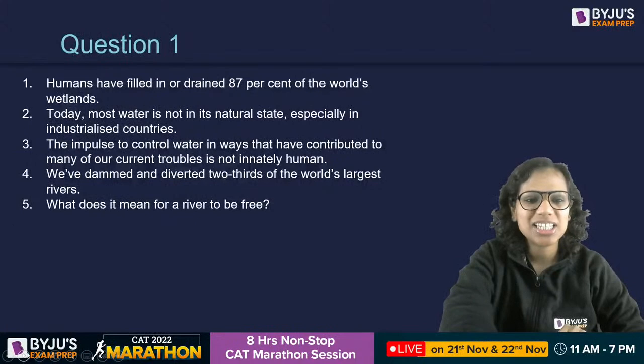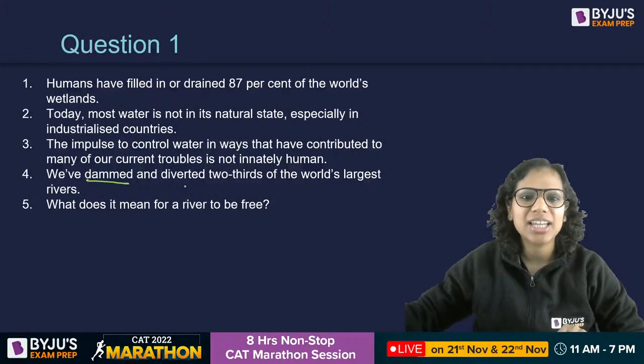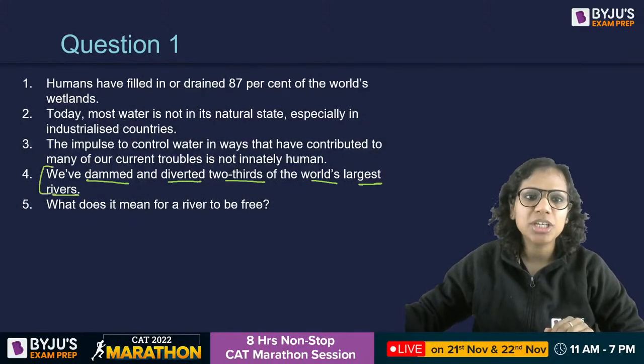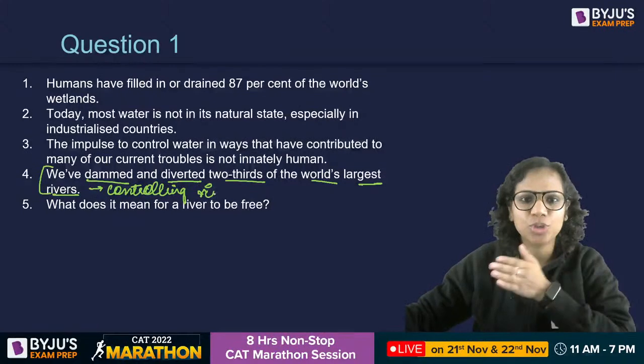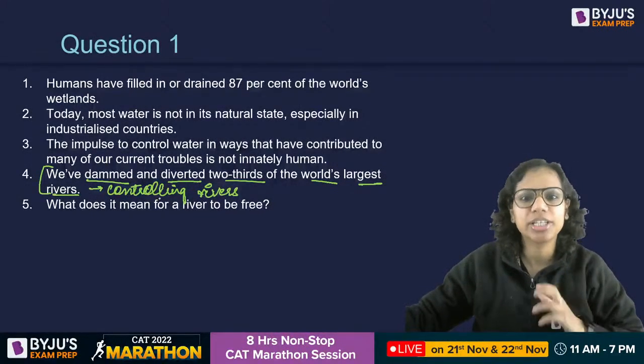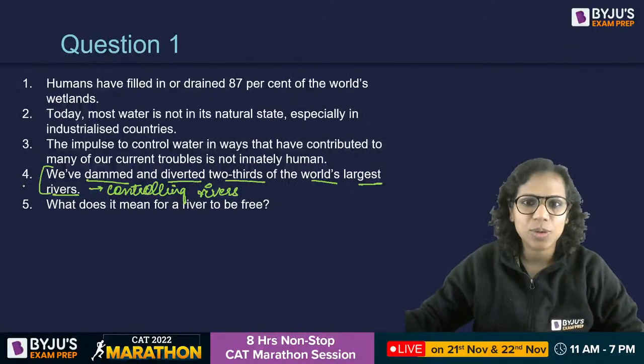So that means this much is clear to us that four belongs. We have dammed and diverted two-thirds of the world's largest rivers. So we are talking about controlling rivers here. Damming them, putting dams on them, diverting their water. So, in a way, we are controlling rivers. That much is clear to us.